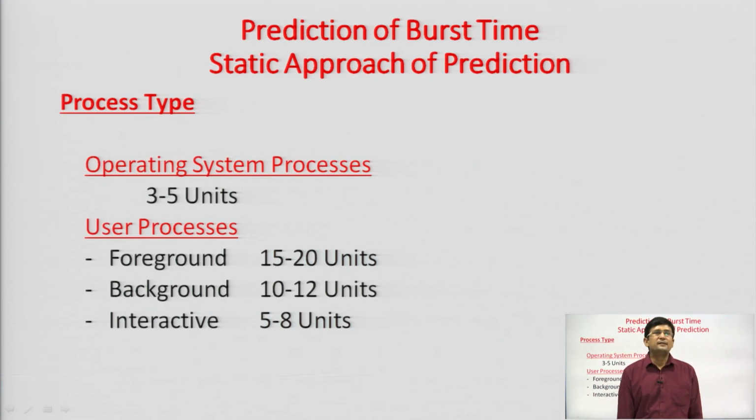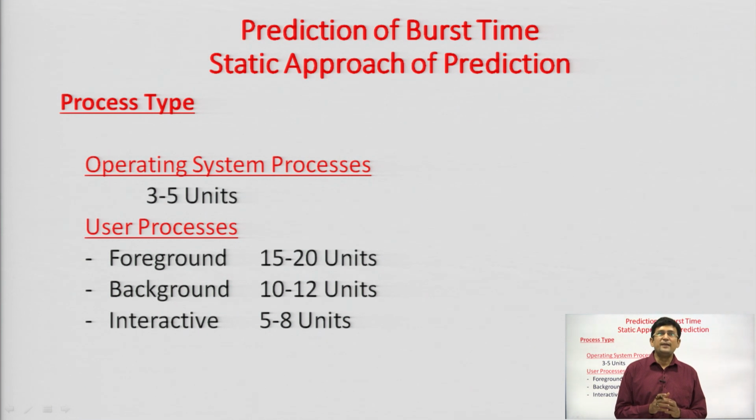First is the static approach for the prediction of the burst time. Predicting the burst time according to the static approach has two approaches. One is you should identify what is the type of the process. Let us say a process is an operating system process. Obviously, the operating system processes will be fast ones. They will be having small codes and they will be finishing in quick succession.